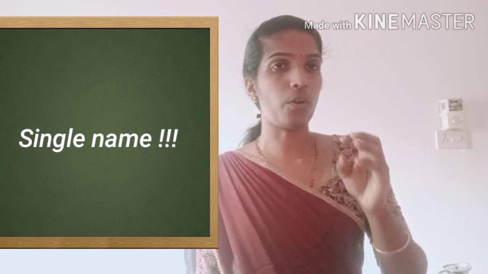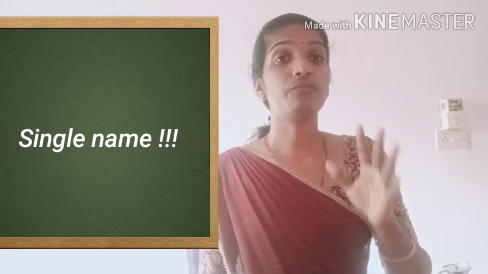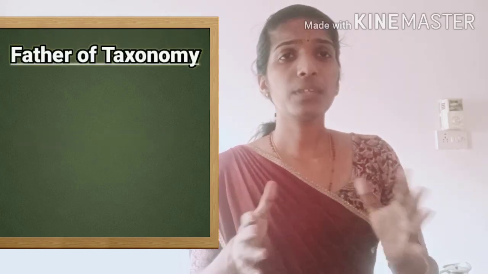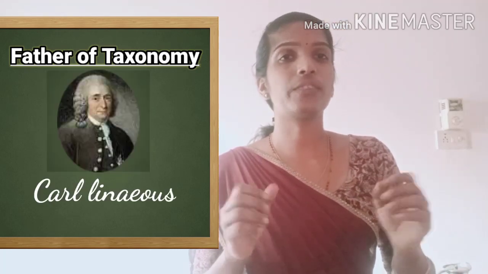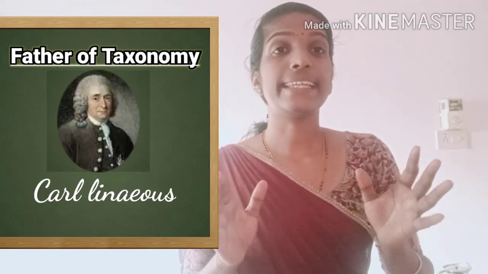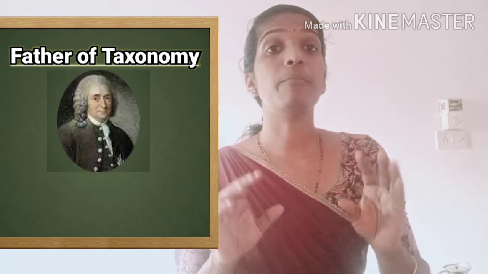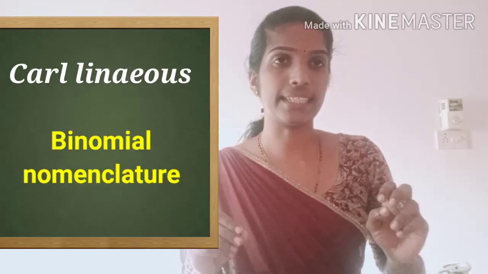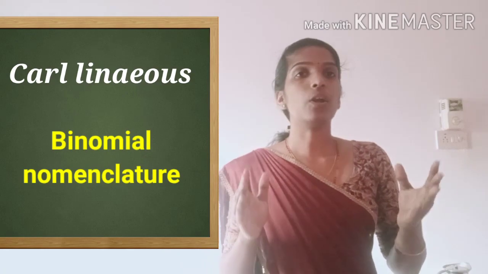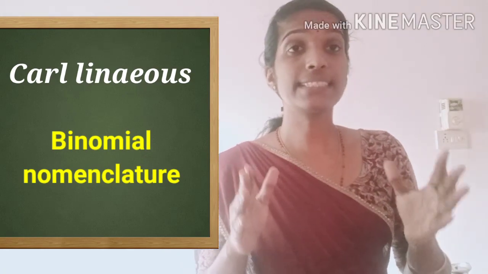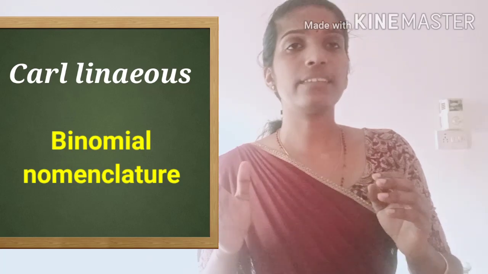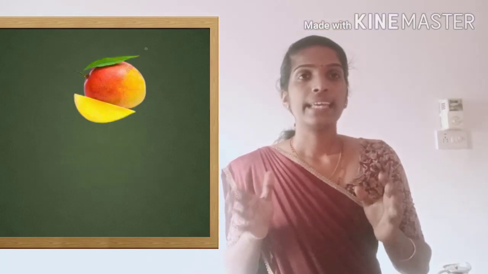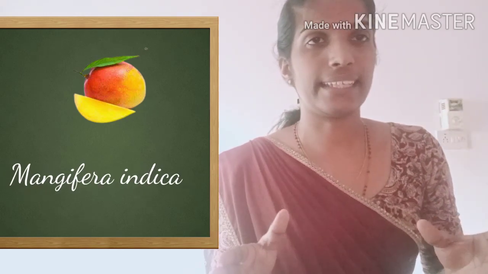So in order to overcome these confusions, the father of taxonomy. Who is the father of taxonomy? Yes, Carl Linnaeus, the father of taxonomy, proposed a naming system called binomial nomenclature to name the organisms. He gave a scientific basis for naming the organisms. Here you can see mango. Its scientific name is Mangifera indica.